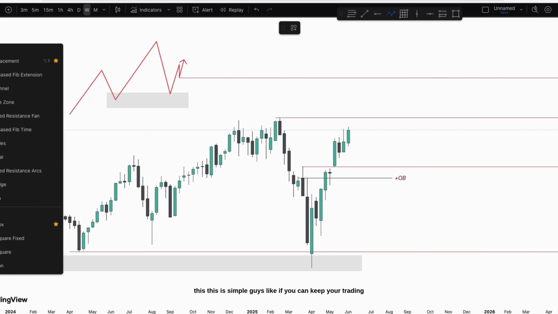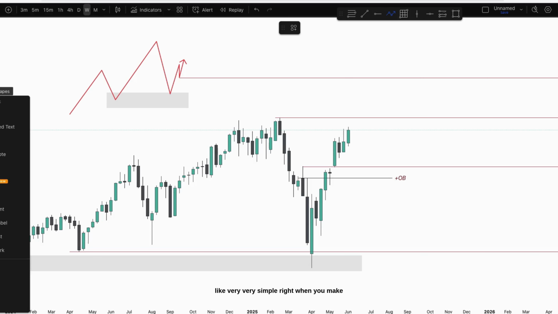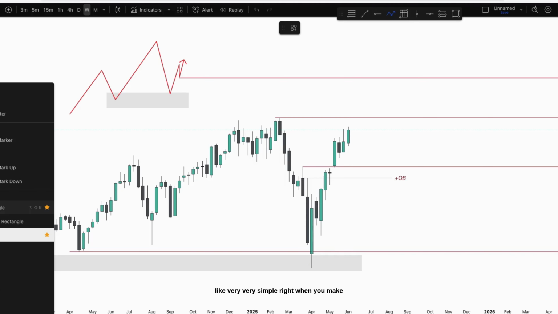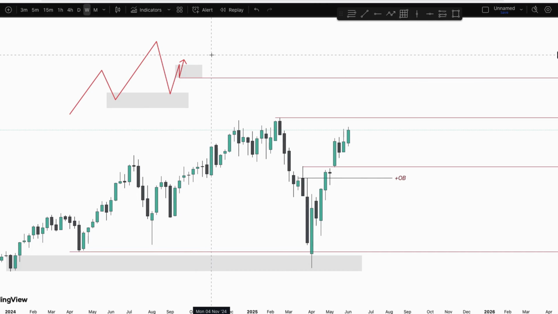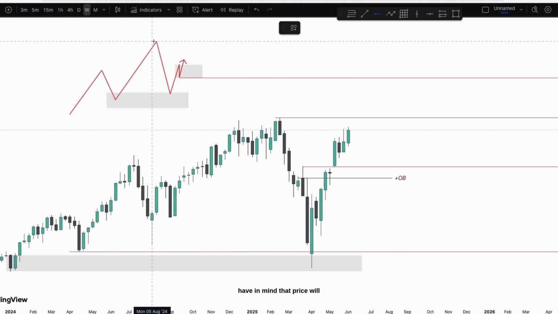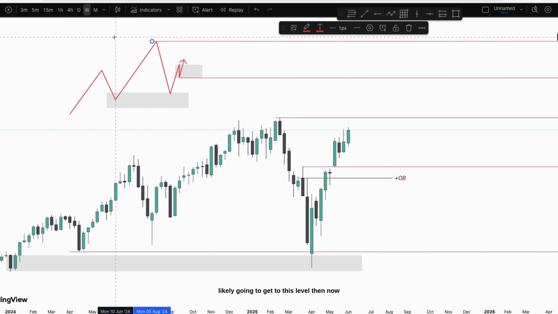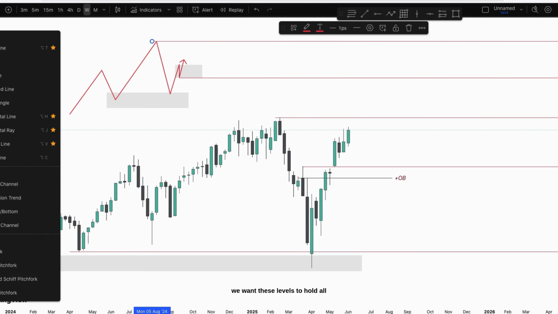This is simple, guys. If you can keep your trading very simple, right? When you make a mistake, this is something that I always tell traders, when you make a mistake, then you can easily fix that mistake the next week. Okay, so we have in mind that price is likely going to get to this level. Then now, how will it get to that level? All right, so if price wants to get to that level, we want these levels to hold.